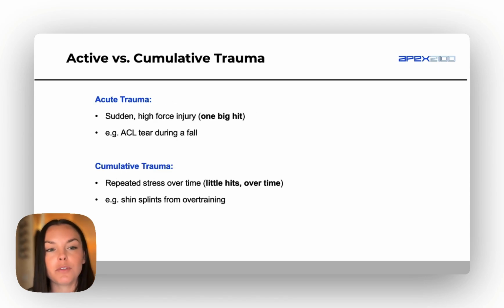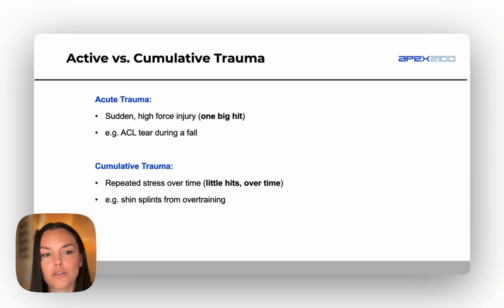Okay, to look at some different types of trauma or different types of injuries, we have acute trauma. This is a sudden injury from a high impact event, high force injury. Think of it as like one big hit. It can be very serious. It can lead to a broken bone or an ACL tear during a fall.